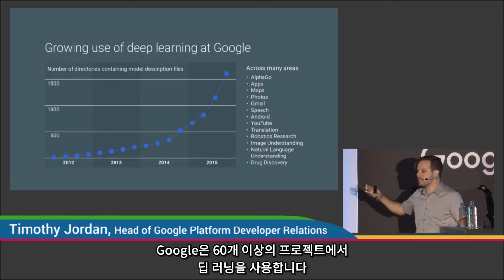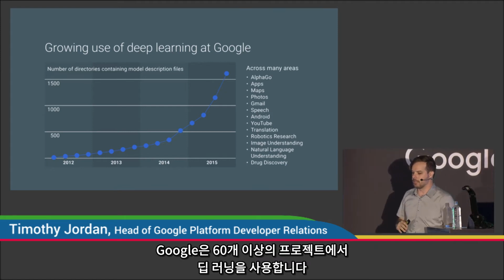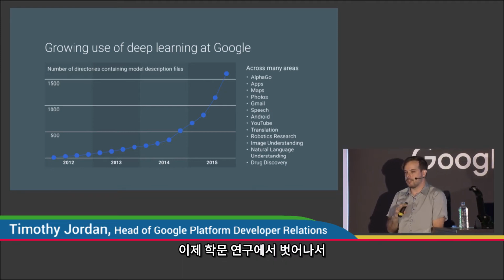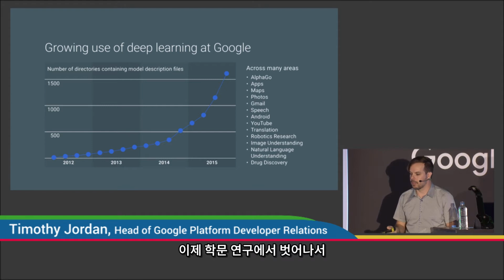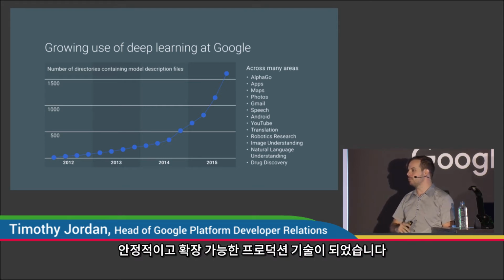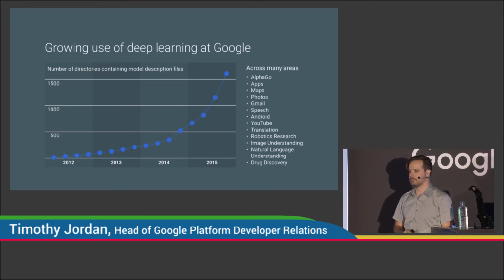Now, we have over 60 projects that have been using deep learning technology at Google. It's not just academic research anymore. It's reliable and scalable production technology.